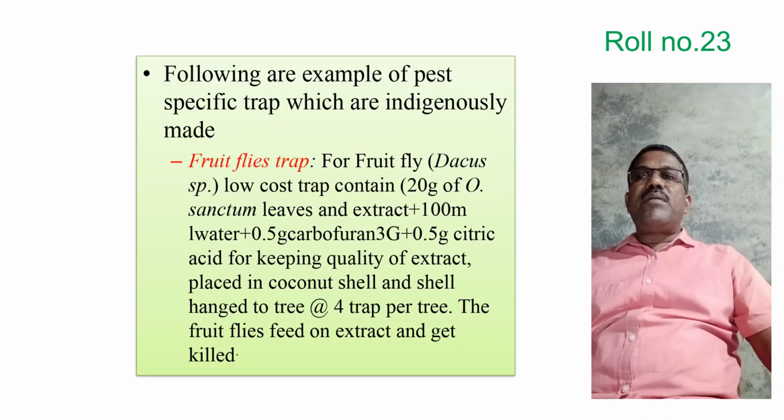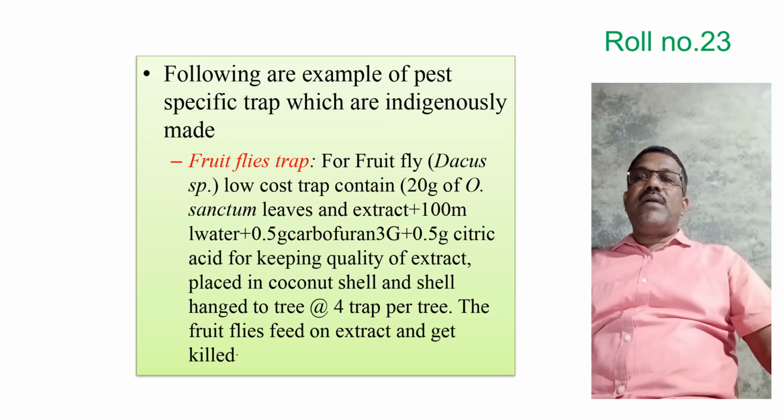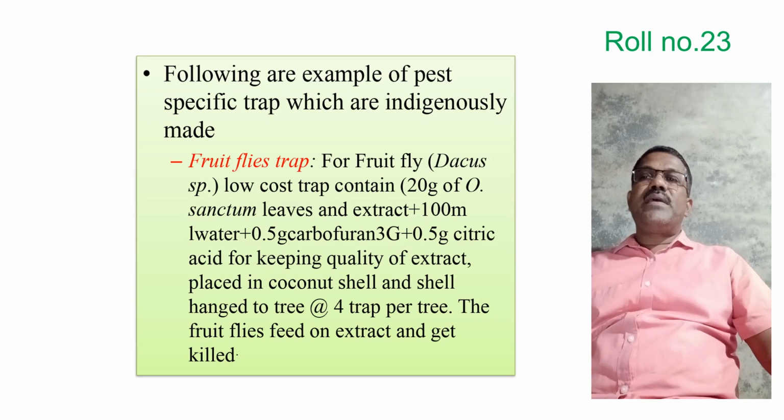Following are examples of pest-specific traps that are indigenously made. Fruit fly traps. For fruit flies, the Dacus species low-cost trap contains 20 grams of Ocimum leaves extract, 100 ml of water and 0.5% carbaryl, 3 grams, plus 0.5 gram of citric acid for keeping quality of the extract. Place it in a coconut shell and hang it on the tree, 4 traps per tree. The fruit flies feed on the extract and get killed.